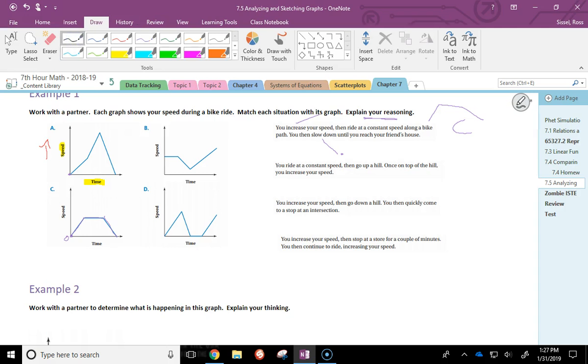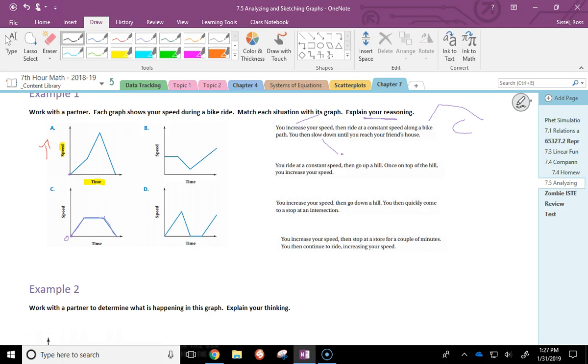Second one. You ride at a constant speed. Am I starting at 0? Yeah. No. So that really should give us one right. Okay. I'm riding at a constant speed. I'm going to go up a hill. So I'm riding at a constant speed. Well, I need the answer first.